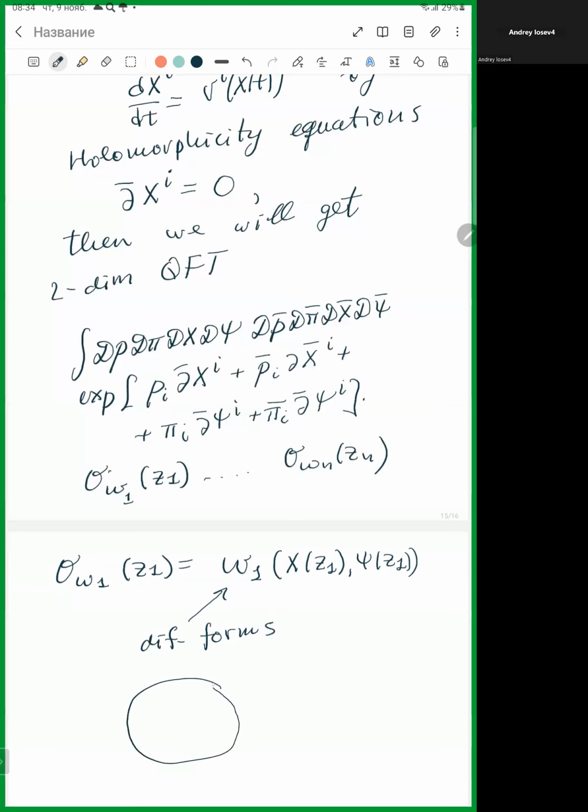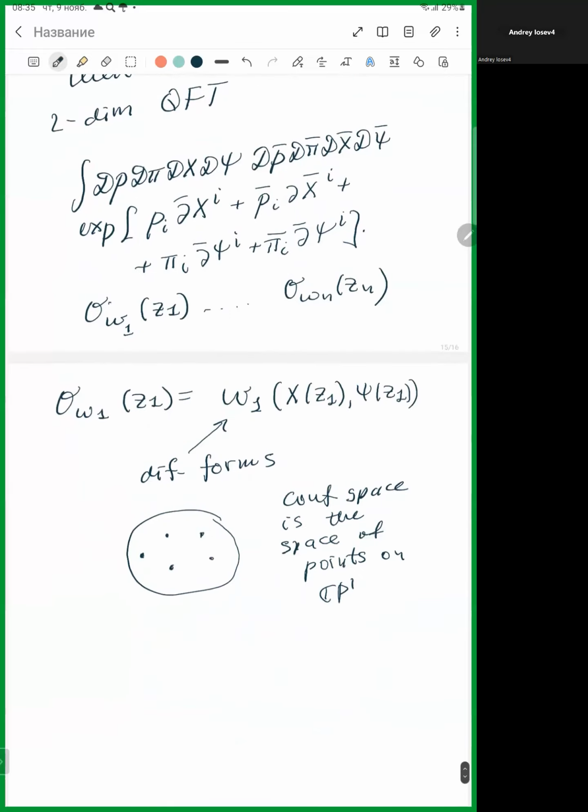Now, interestingly enough, configuration space is the space of points on, we consider CP1. Just see the similarity. We generalize like this.